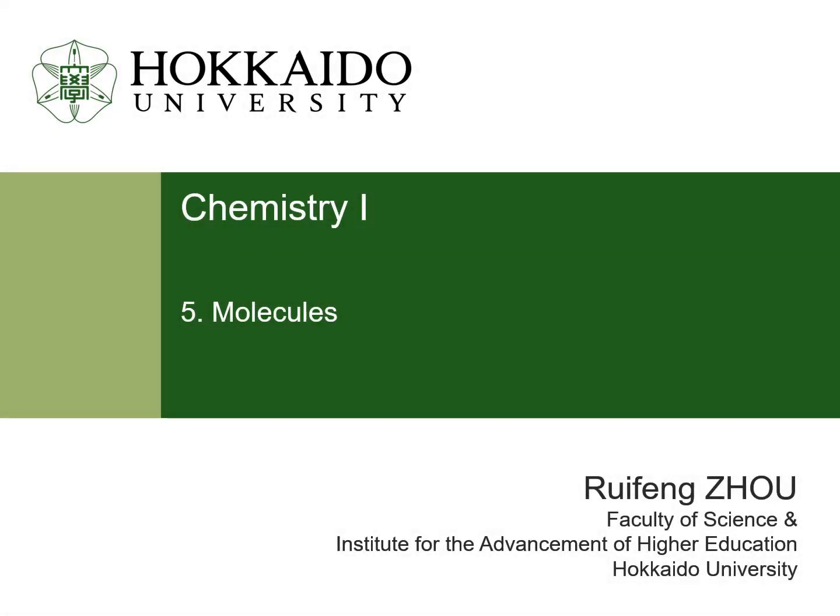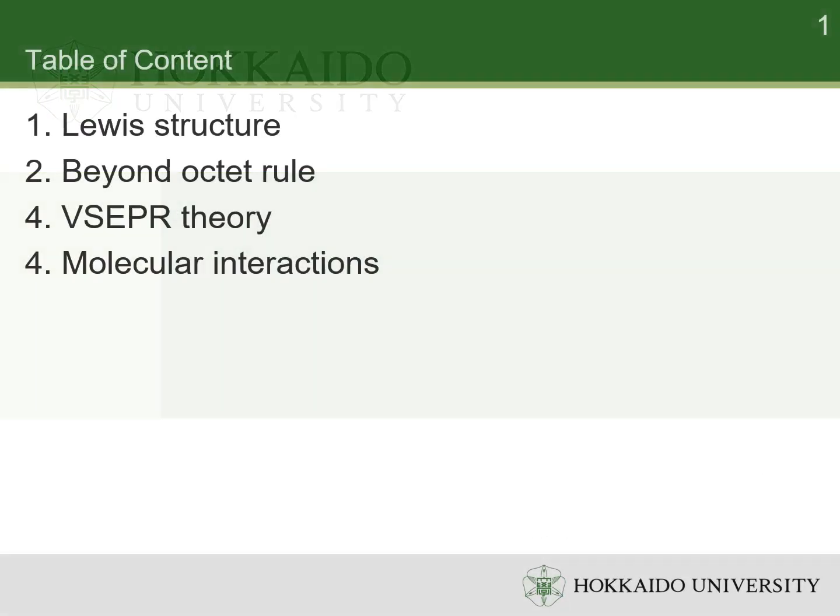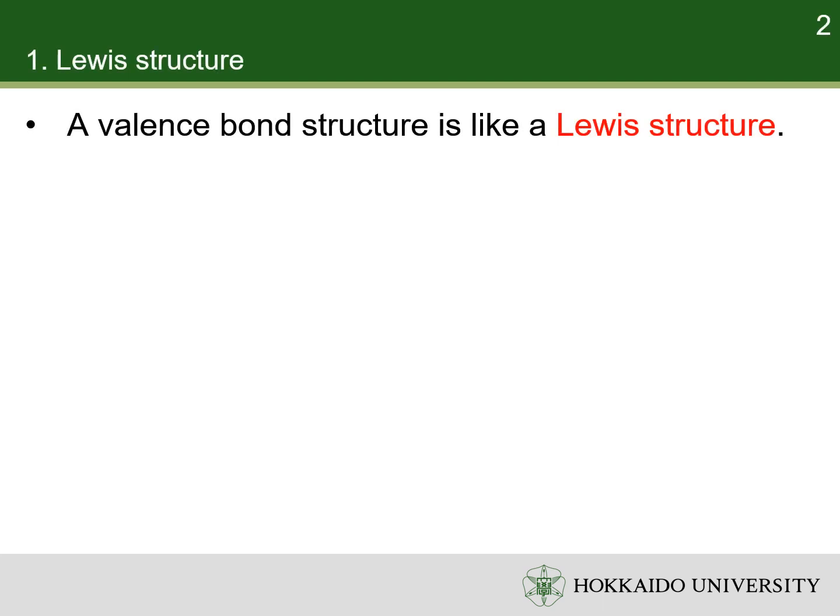In this chapter, we will discuss the structures of molecules and the interactions between them. A valence bond structure of a molecular identity is represented with a Lewis structure.